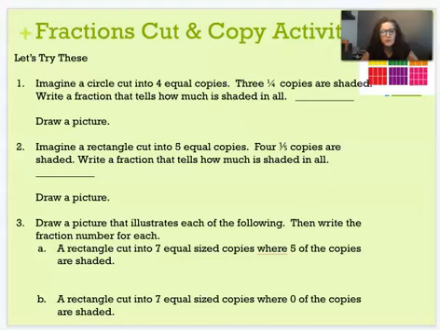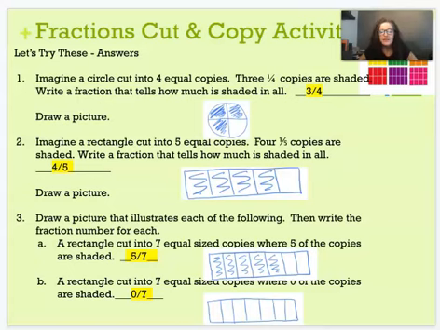The next one says draw a picture that illustrates the following. Then write the fraction number for each. A rectangle is cut into 7 equal-sized copies where 5 of the copies are shaded. So what does that look like, and what fraction is it? And then a rectangle is cut into 7 equal-sized copies where 0 of the copies are shaded. Draw a picture and say what fraction that looks like. When you have all of those finished, move on.